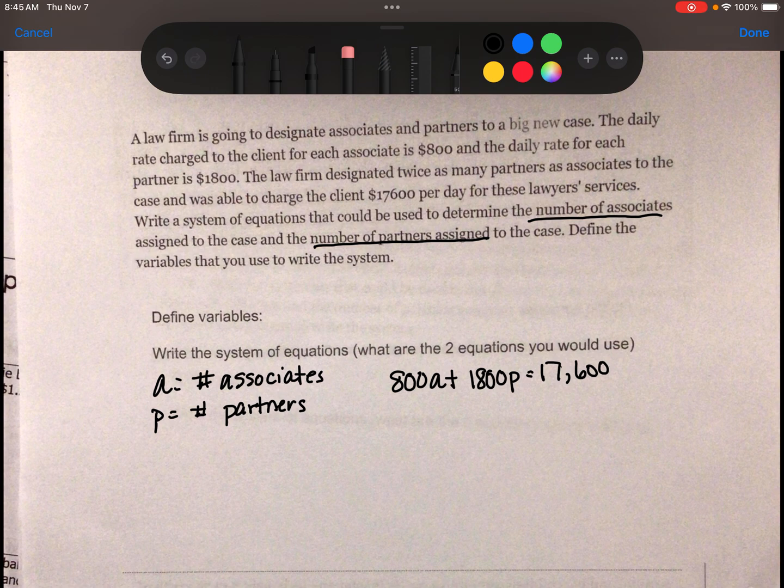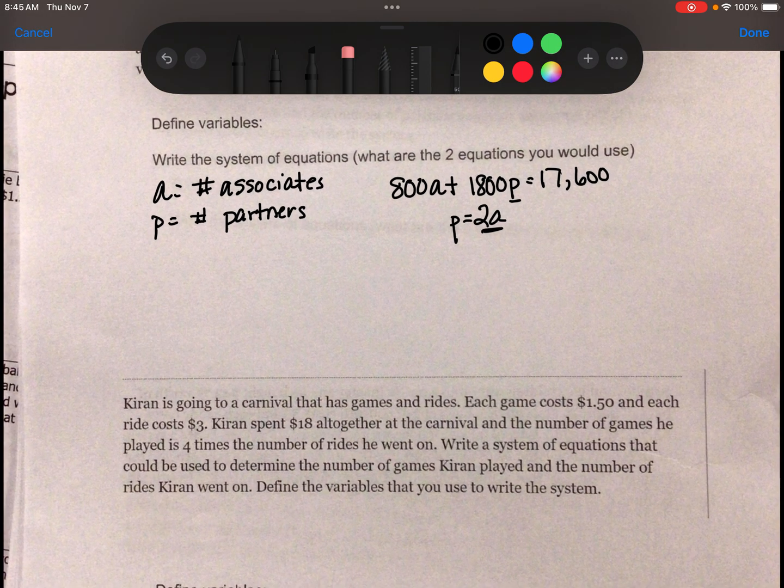17,600. Okay. Now, the other equation that we have to look for, it says they designated twice as many partners as associates. Well, which one do I have more of, partners or associates? So twice as many partners, I have more partners. So I'm going to start with P because that's the bigger thing, equals twice as many associates. So twice is 2 times, so 2A. And that's my equation. And again, we're not solving. If we wanted to, we could plug this 2A in for P and solve to find A, and then plug that in and solve for P. But we're not solving today, we're just setting up.